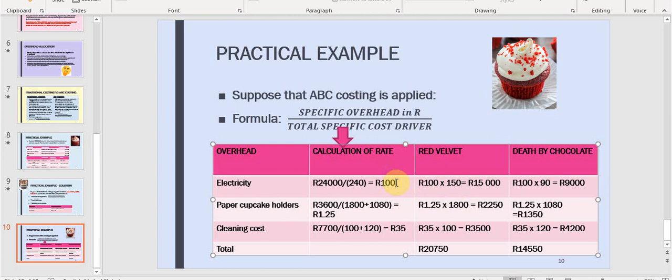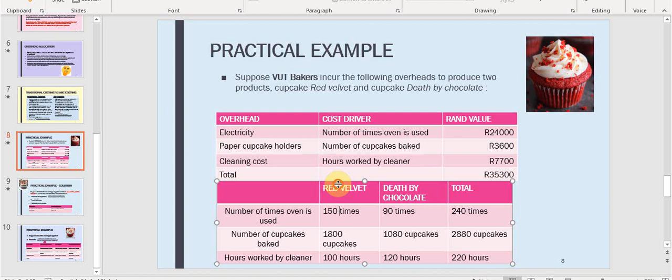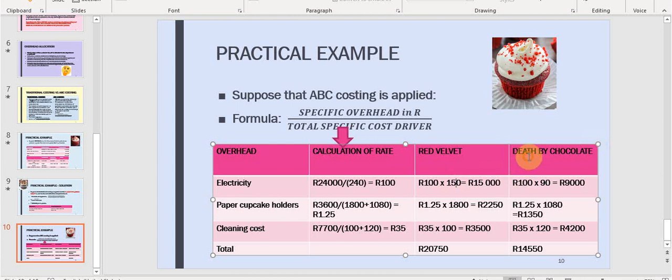So once I have the rate, I need to take that 100 rand and I put it under the two products. But now I need to multiply by that specific cost driver for that specific product. If I go back and I look at the times that the oven is used, it's 150 times for the red velvet cupcakes and 90 times for the Death by Chocolate cupcakes. So I multiply for red velvet by 150 and I multiply the Death by Chocolate by 90. So I take the rate that I've calculated in my second column and I times it by the cost driver for that specific product that I am calculating.